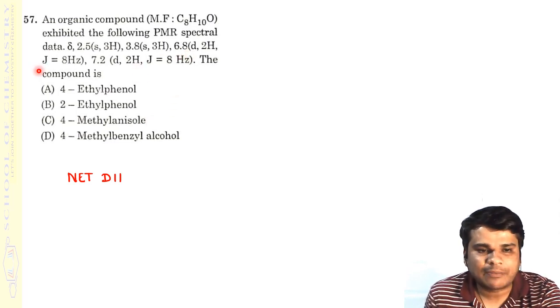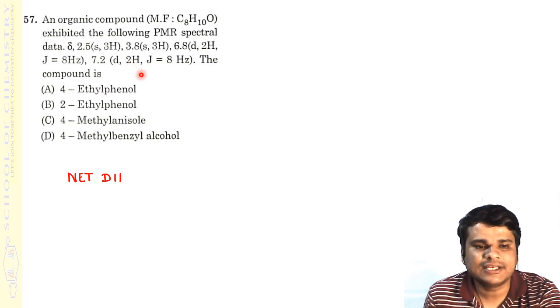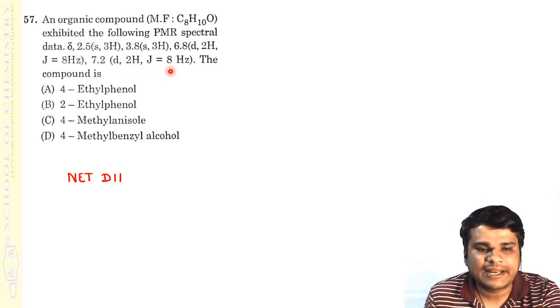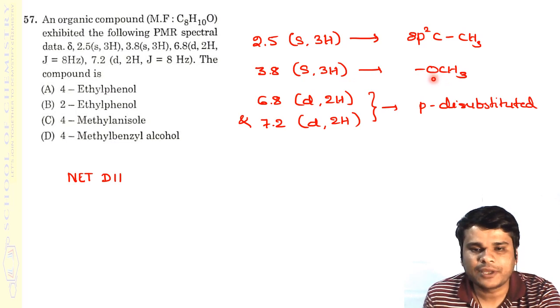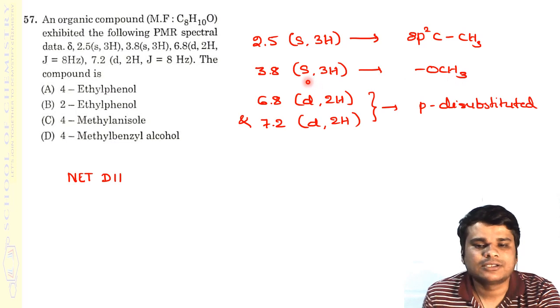If you interpret the data in the correct manner, we can easily conclude that 4-methylanisole, that is option C, is the answer. So we have two singlets corresponding to 3 hydrogens, one at 2.5, the other at 3.8. The 3.8 readily indicates OCH3, because the oxygen is an electronegative group, the CH3 protons get de-shielded, and the chemical shift goes to 3.8.